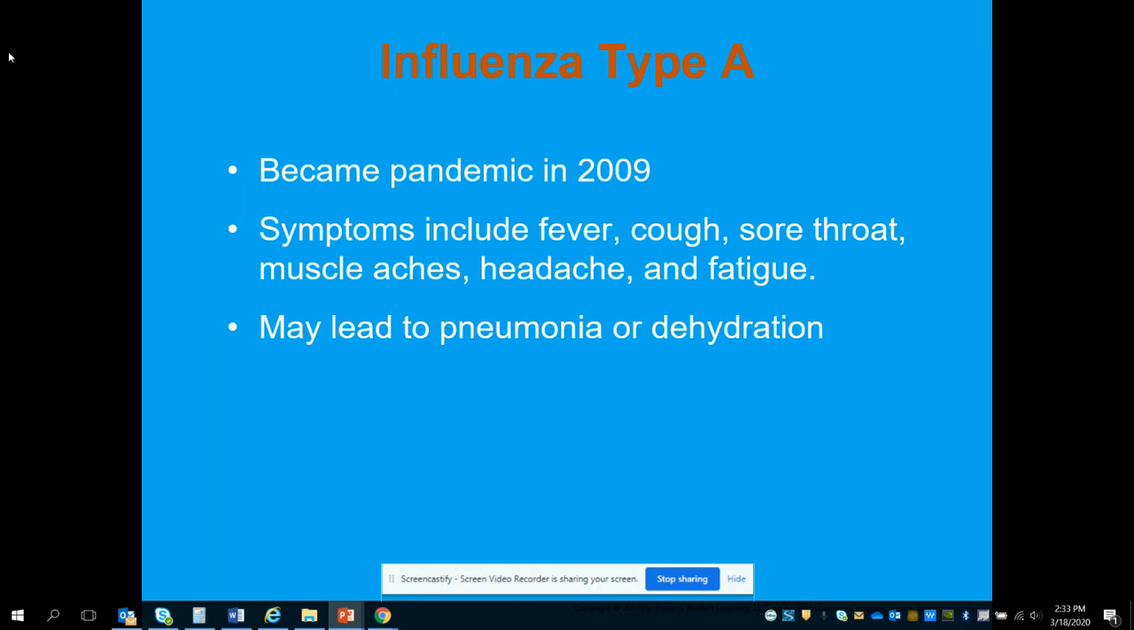Not a lot that we can do for flu patients other than supportive care, treating the symptoms that we see. We can administer something for high fevers. We can give humidified oxygen or maybe oxygen by nasal cannula if needed, but ultimately not much that we can do pre-hospital.